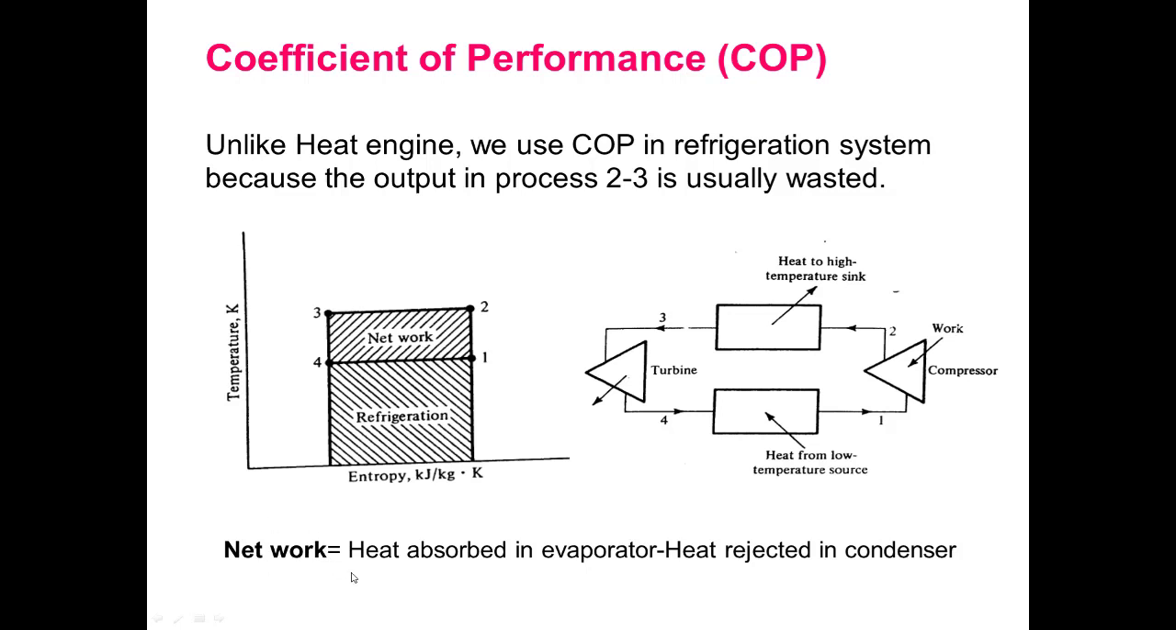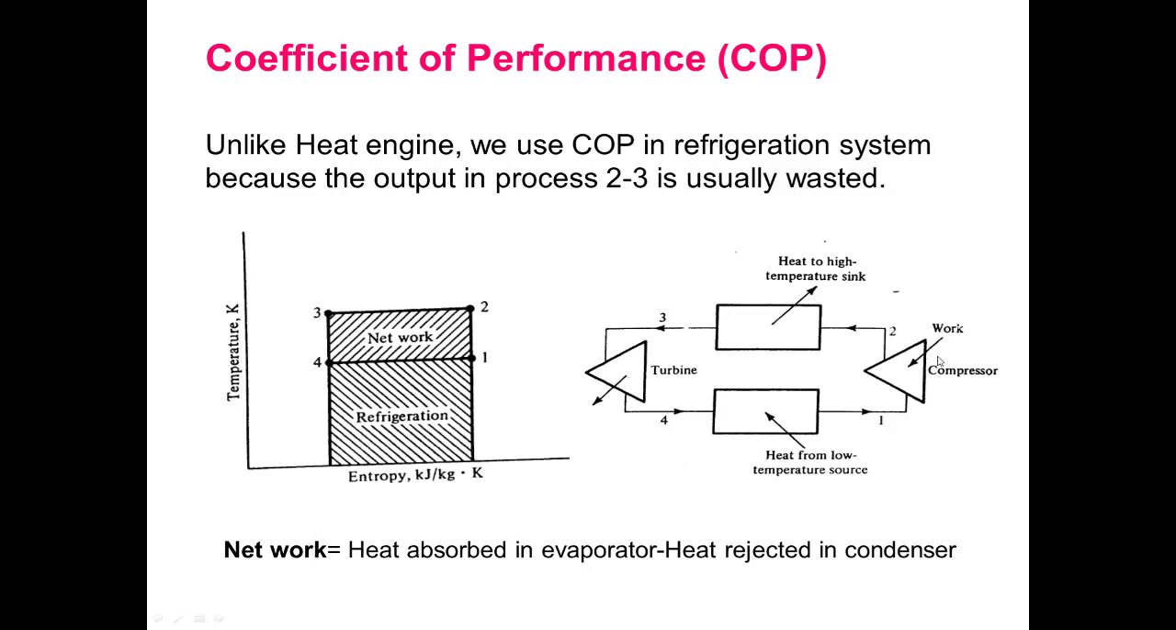So the net work is basically the heat absorbed in the evaporator minus the heat rejected in the condenser. So this is 4 to 1, the heat absorbed, and 2 to 3 is the heat rejected. That value will be negative because you can see the area, that value is smaller, that value is larger. So net work is negative. I mean, net work input is negative.